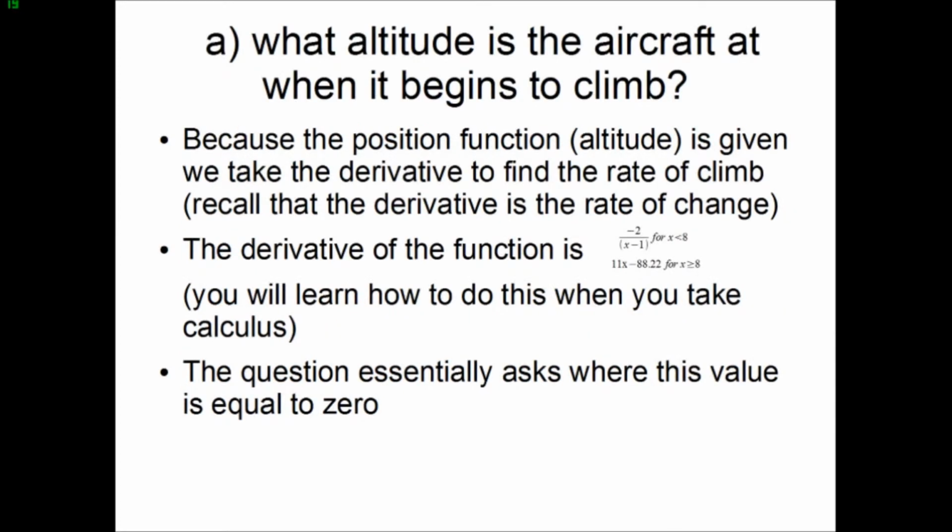The solution sounds complicated, but it's actually pretty simple. The first part of the question, when the aircraft begins to climb, can also be looked at as asking for the point when it stops descending. At that instant, the rate of change in the aircraft's altitude is 0. Recall that the derivative represents the rate of change of a function. Taking the derivative of this function yields negative 2 over (x minus 1) for x less than 8, and 11 times (x minus 8.02) for x greater than 8.